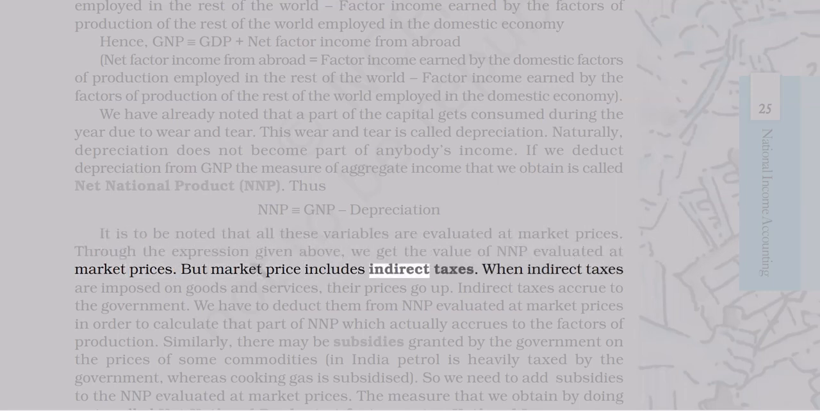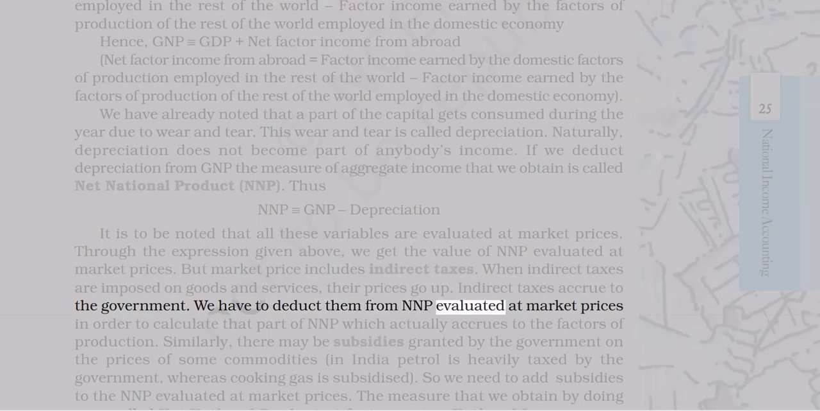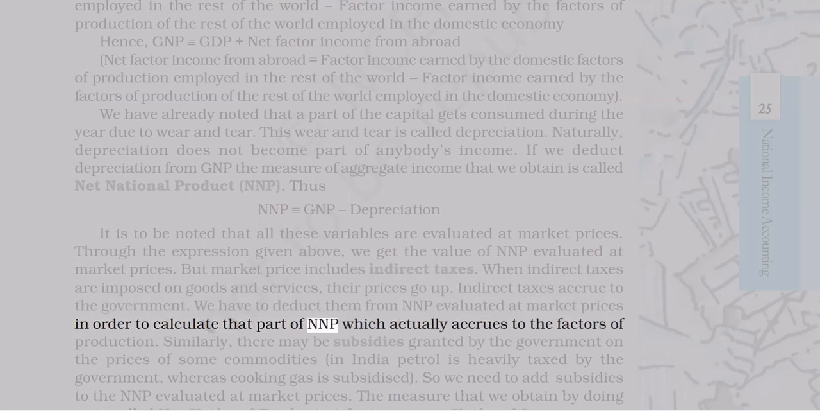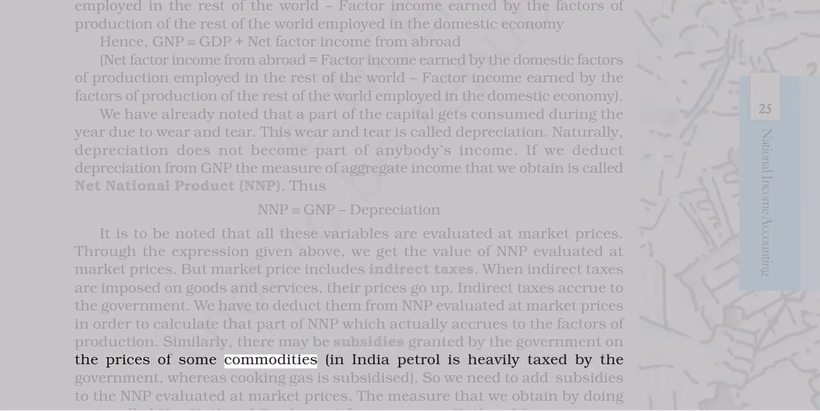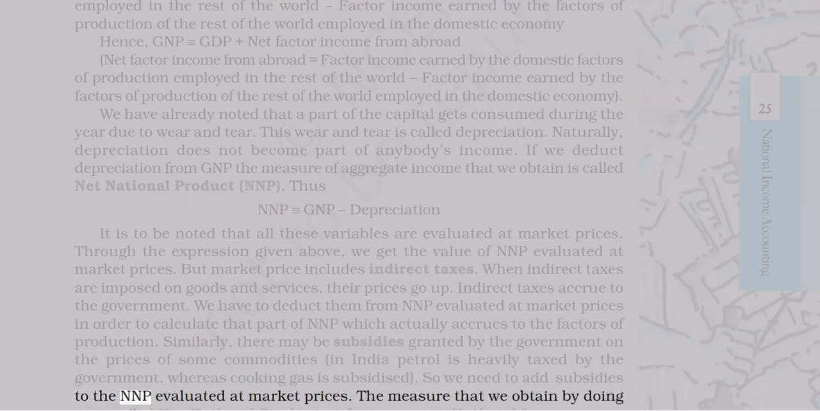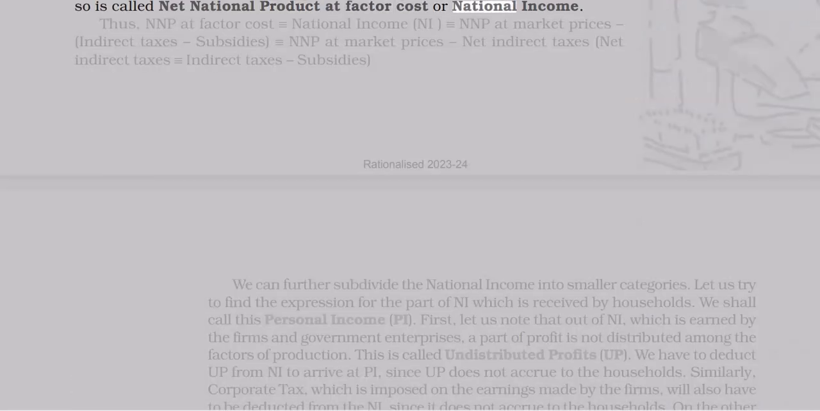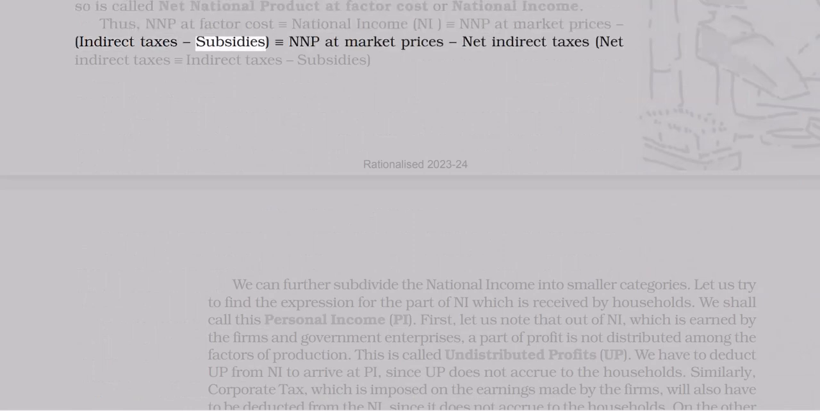But market price includes indirect taxes. When indirect taxes are imposed on goods and services, their prices go up. Indirect taxes accrue to the government. We have to deduct them from NNP evaluated at market prices in order to calculate the part of NNP which actually accrues to the factors of production. Similarly, there may be subsidies granted by the government on the prices of some commodities. In India, petrol is heavily taxed by the government, whereas cooking gas is subsidized. So we need to add subsidies to the NNP evaluated at market prices. The measure that we obtain by doing so is called net national product at factor cost or national income. Thus, NNP at factor cost, national income, NI, equals NNP at market prices minus indirect taxes plus subsidies, which is NNP at market prices minus net indirect taxes.